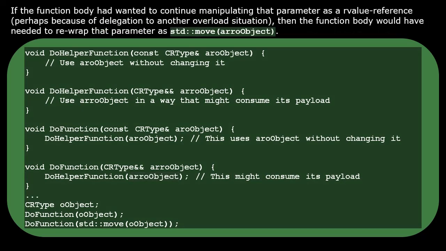There is a simple solution to this issue. Even though the process of parameter passing converted ARRO object so it's not a R value reference anymore, we can simply cast it back again when we need to.